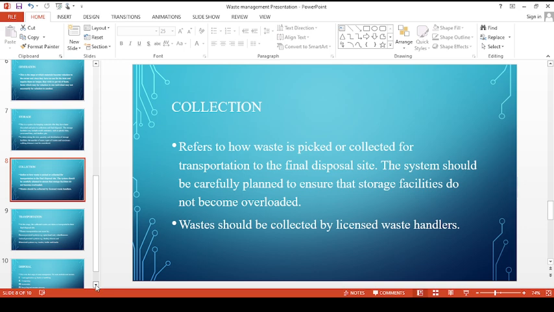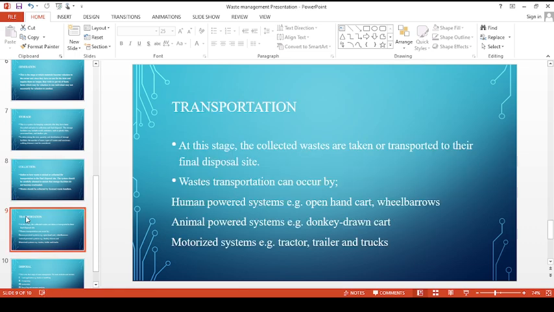After storage, these wastes have to be collected from that temporary storage facility, and collection refers to how the waste is picked or collected for transportation to the final disposal site. The system should be carefully planned to ensure that storage facilities do not become overloaded. We know that when they become overloaded, they're going to spill over and become a nuisance to those who live around such storage sites. Then wastes should be collected by licensed waste handlers. And in Kenya here, waste collectors are licensed by none other than the National Environment Management Authority.